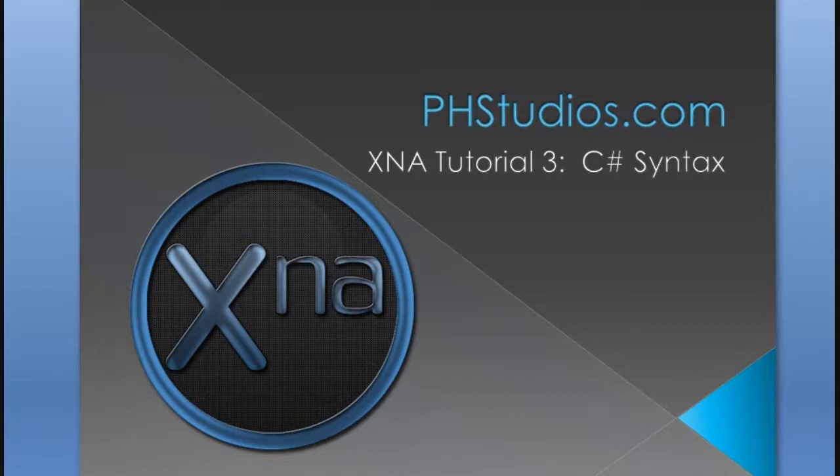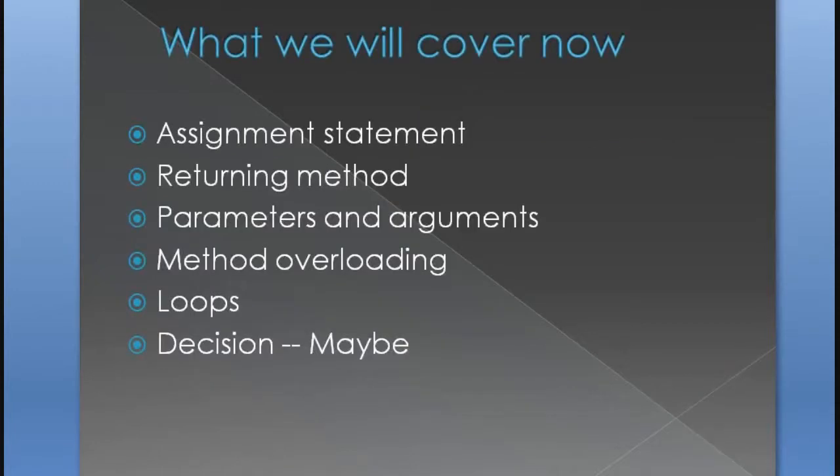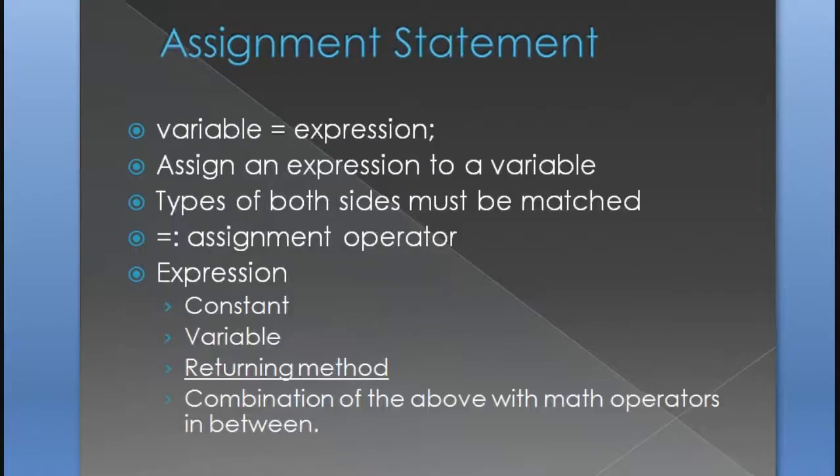And we talked a little bit about variables and methods last time. The first thing before we go into this tutorial, I'm going to talk about two things I forgot: the assignment statement and returning methods. And then after that we'll go into parameters and arguments, method overloading, loops, and decisions, maybe, probably not in this tutorial. That'll be in the next tutorial. Okay, so let's talk about the assignment statement right now.